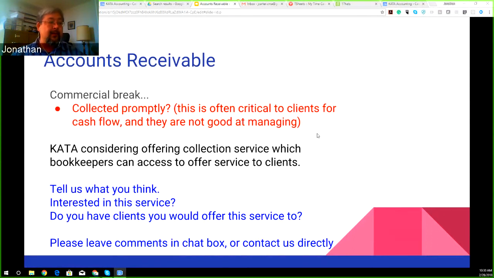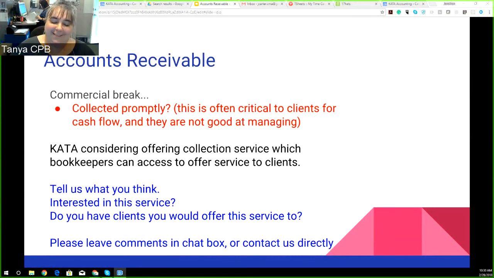One thing we're thinking of doing is offering a collection service. Is this something that would be of interest? Is this something you currently offer your clients? Or how are some of the ways that people manage this currently? Well, I guess I'll start. Stimulate some discussion. Yeah. So from my clients, we actually do offer Invoice Sherpa.